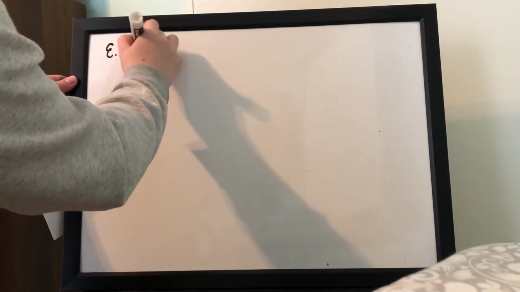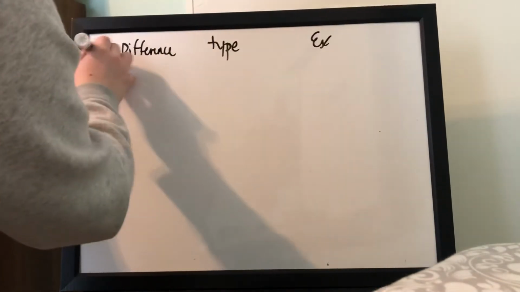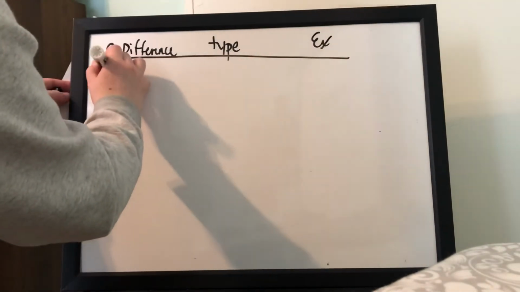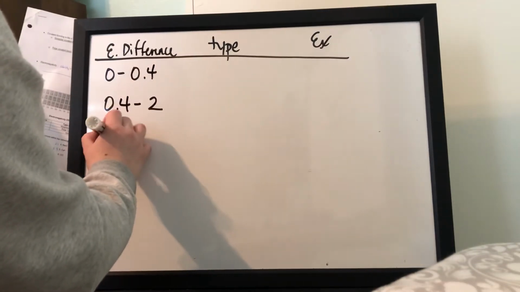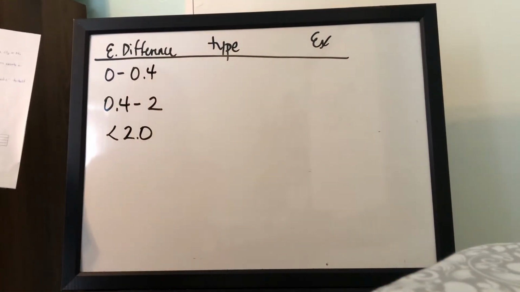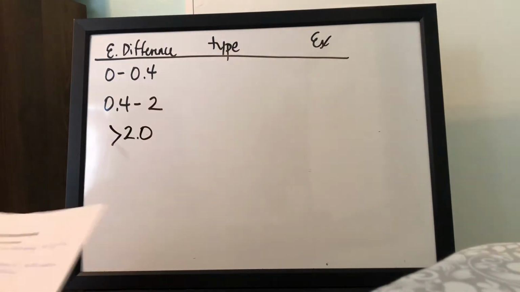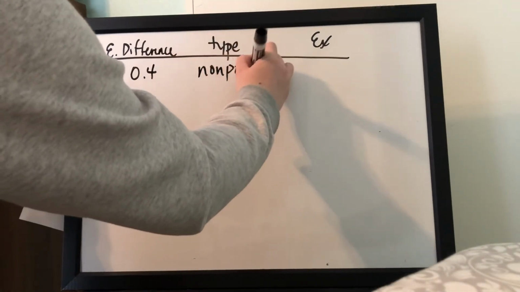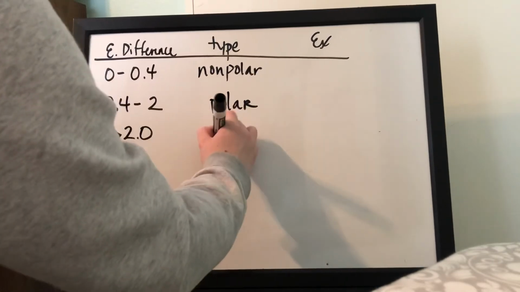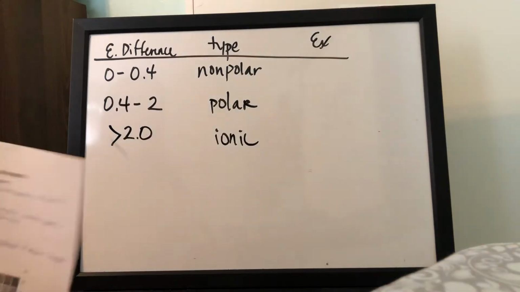Okay, so the chart says the electronegativity difference, and then the bonding type, and then an example. So we'll fill in the example together. The difference goes from 0 to 0.4, 0.4 up to 2, and then greater than 2. And it tells you that this is a nonpolar bond, this is a polar bond, and this is an ionic bond. So we can use the periodic table with the electronegativity values as a little reference for this.